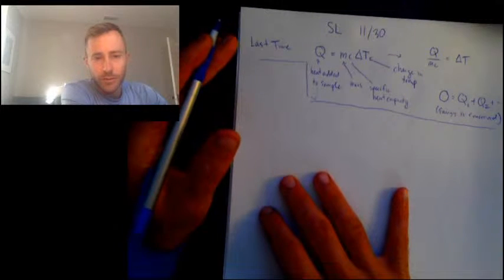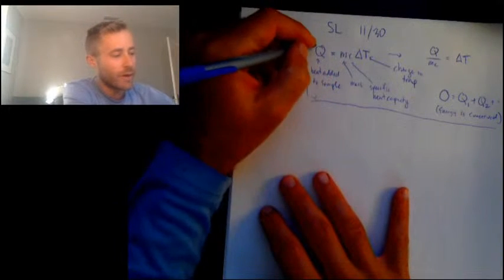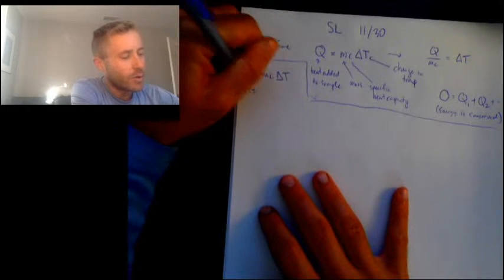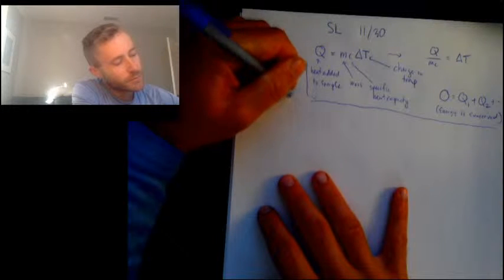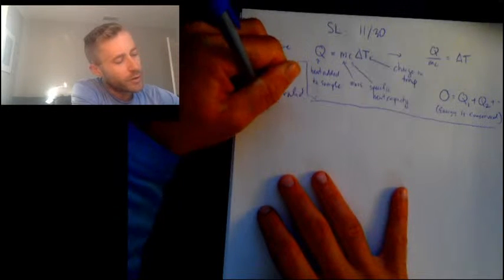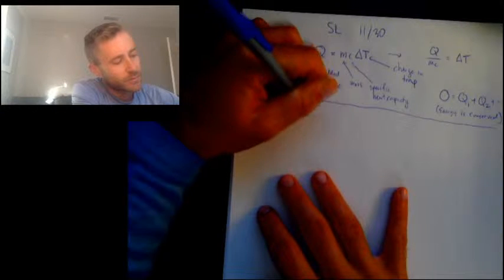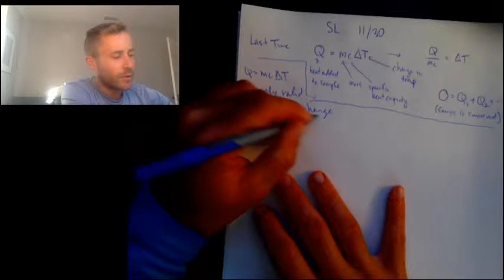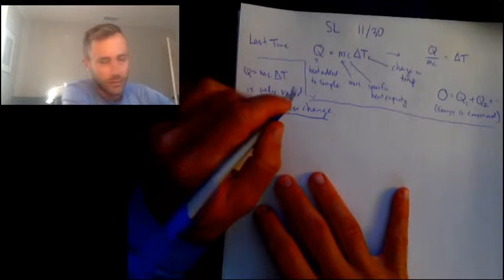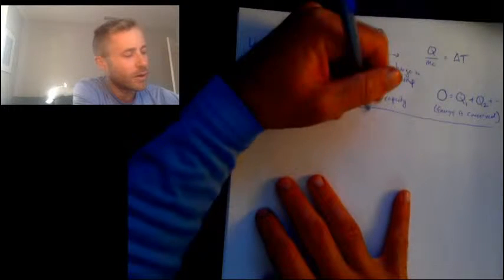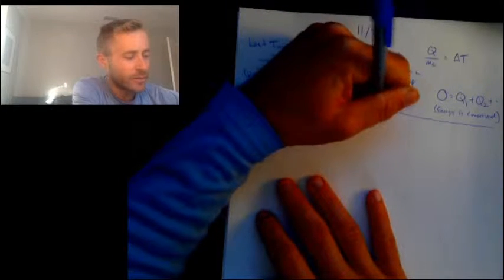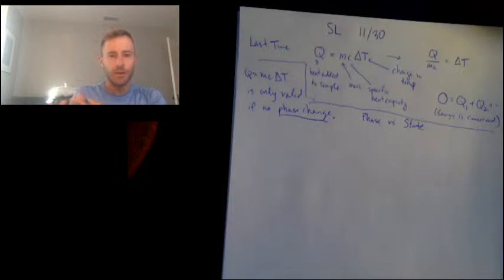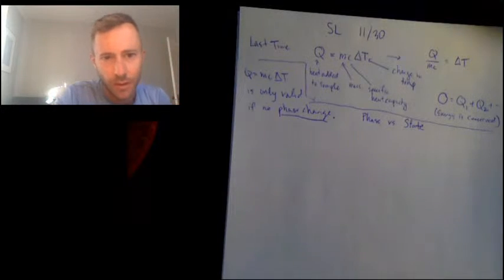What I want to talk about today: this equation, Q equals mc delta T, is only valid if there is no phase change. Okay? So let's talk about what is a phase change. Well, first thing I want to talk about is what is a phase versus a state? Because you can talk about states of matter, or you can talk about phases of matter.